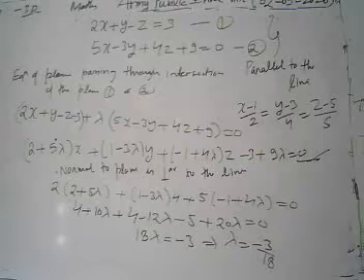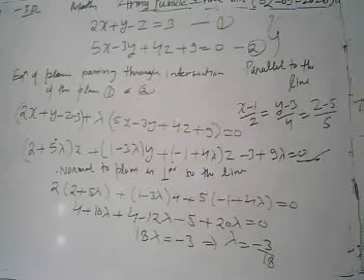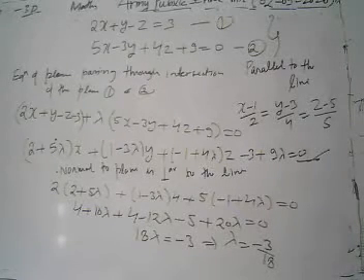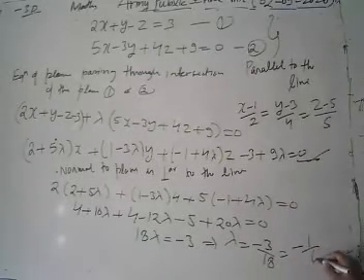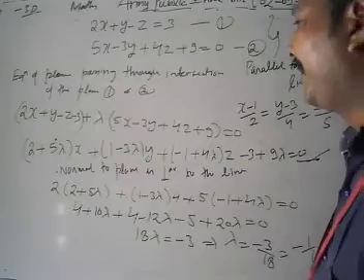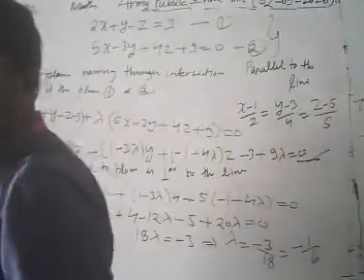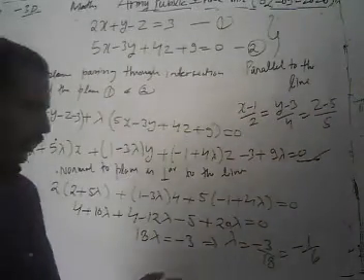What we get is the value of lambda: minus 3 by 18. On simplification, we get minus 1 by 6. Now we have the value of lambda as minus 1 by 6. Now after getting the value of lambda, what do we do?